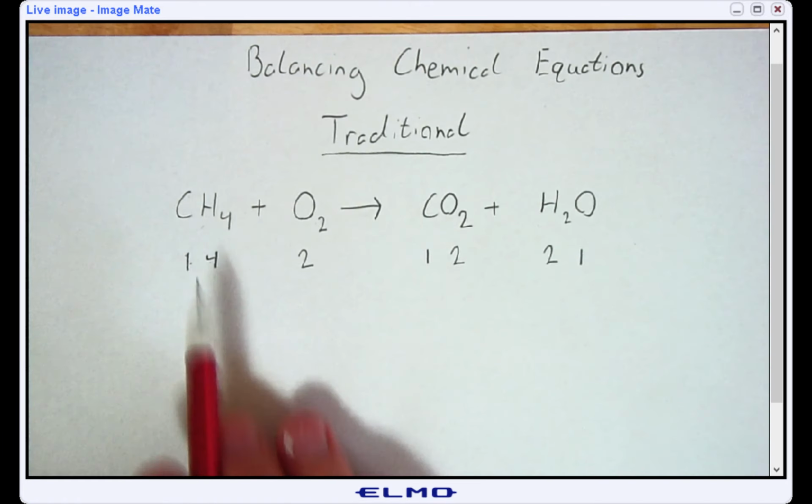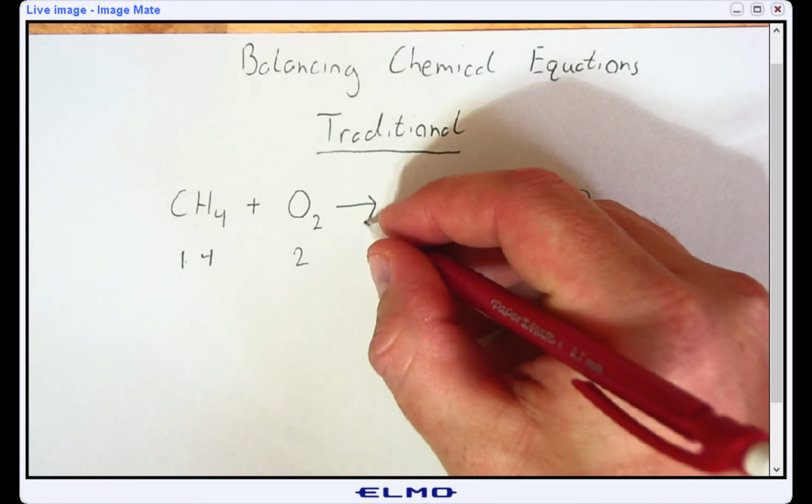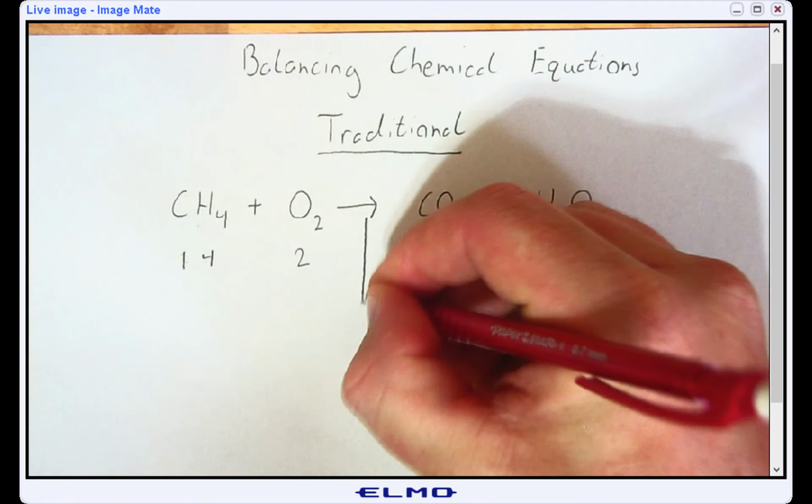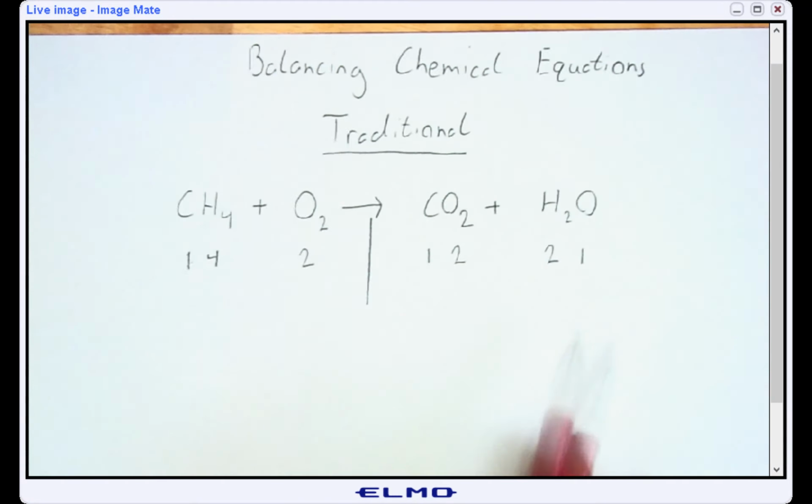Now, what I like to do is I'll start with the big ugly and I count the number of atoms. Well, I have 1 carbon on the left. Now, I don't draw this line very often, but I'll do it here. This line shows the left side from the right side. This side has to equal this side. All right, so I look at them.